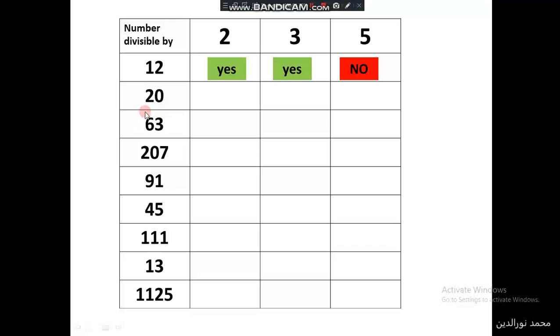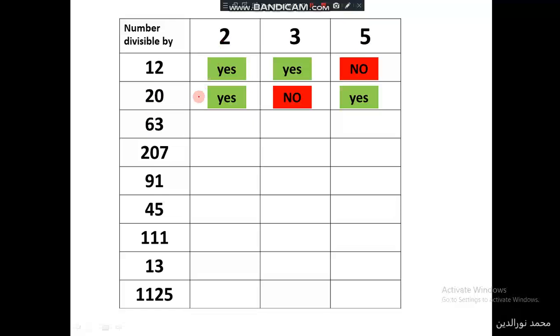So what about 20? Is it divisible by 2? We look at the ones digit. 20 is an even number, so it's divisible by 2. Yes. Is it divisible by 3? 2 plus 0 is 2. It's not divisible by 3, so no. Is it divisible by 5? We said that a number is divisible by 5 if its ones digit is 0 or 5. So 20 is divisible by 5.